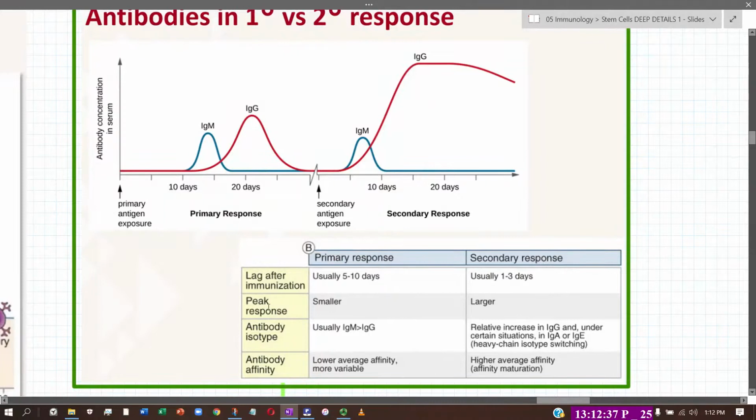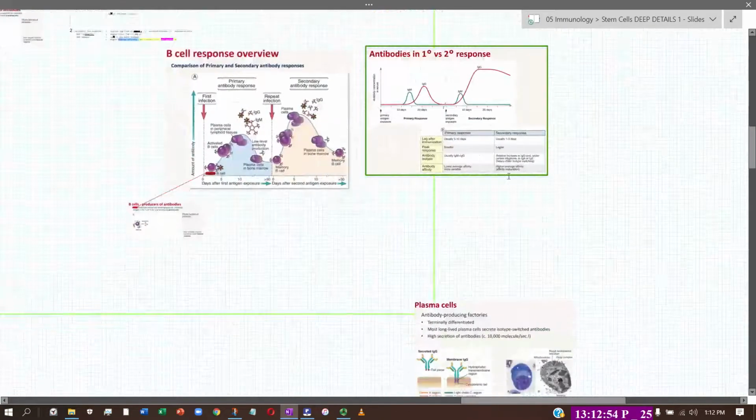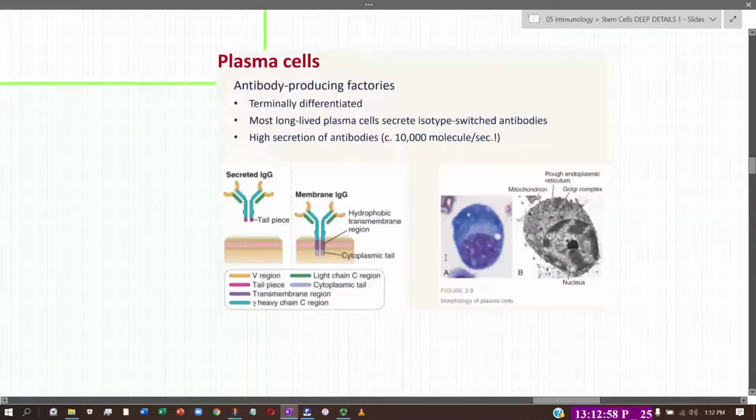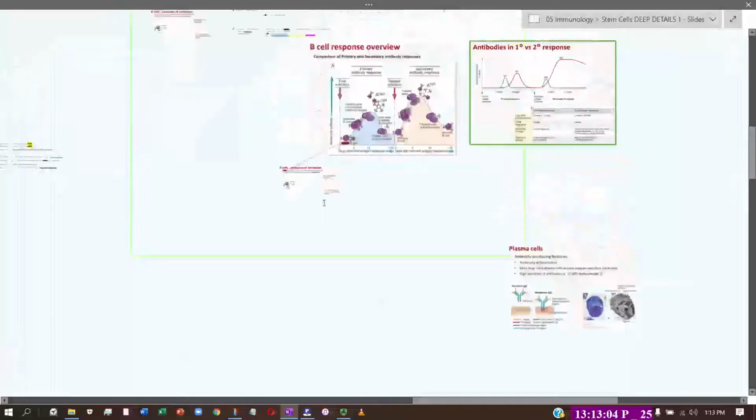I think that the most important thing is this concept of the peak response. As you can see, for the primary response, the peak is smaller, and then for the secondary response, the peak is larger. All right, so that addresses that, and then here's where plasma cells get a little bit of attention, and it has to do with memory and things like that, I think. All right, so let's keep going.